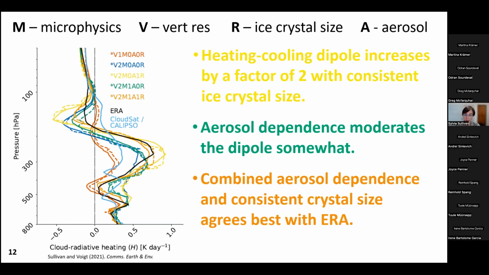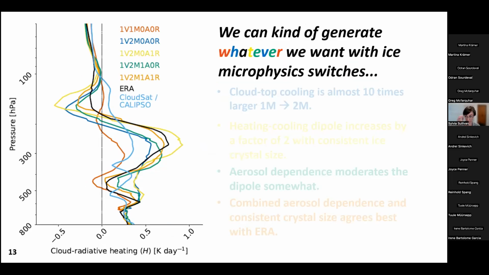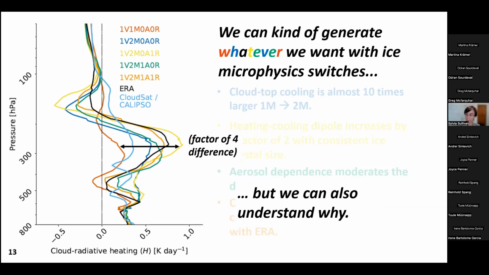So the takeaway from this building up of profiles is that we get this spaghetti plot of radiative heating profiles, right? We can generate whatever we want with these ice microphysics switches, and that's a little bit disconcerting. We get a factor of 4 difference in that maximum cloud radiative heating between different simulations. But we can also understand why, and that's where this vertical perspective comes in.